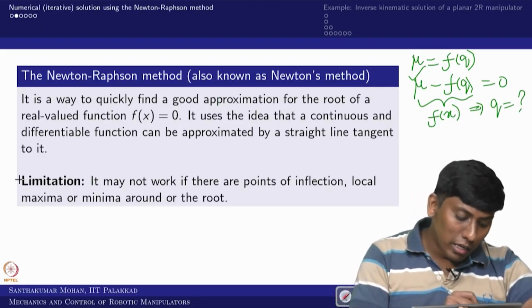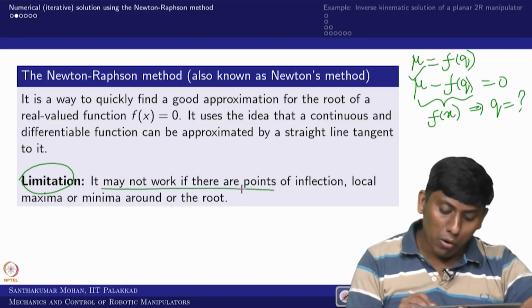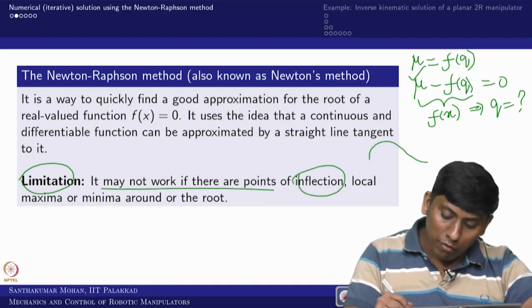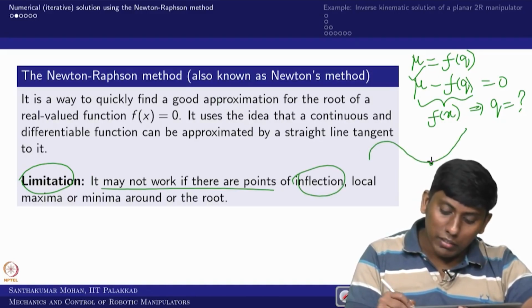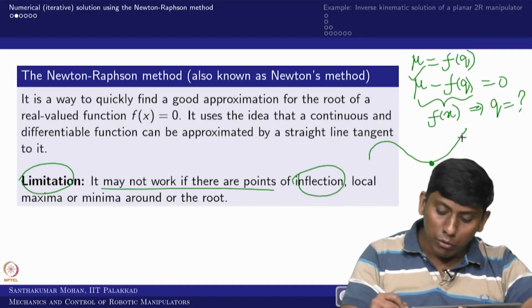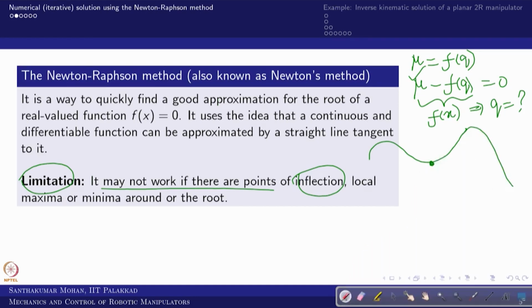If that is the case, what is the limitation? The limitation is that it may not work if there are points of inflection. What does that mean? If it is an inflection, you have something like this, you take a point here, this may not reach the other point, right? It comes closer here. You can see the original solution is somewhere here. This is the solution, and you have taken a point here. This point ends up somewhere close here. That is what we are saying, the inflection point. But the original solution is here.